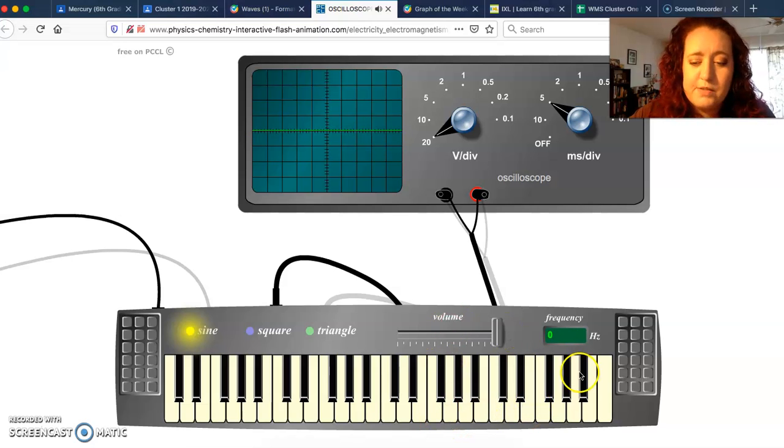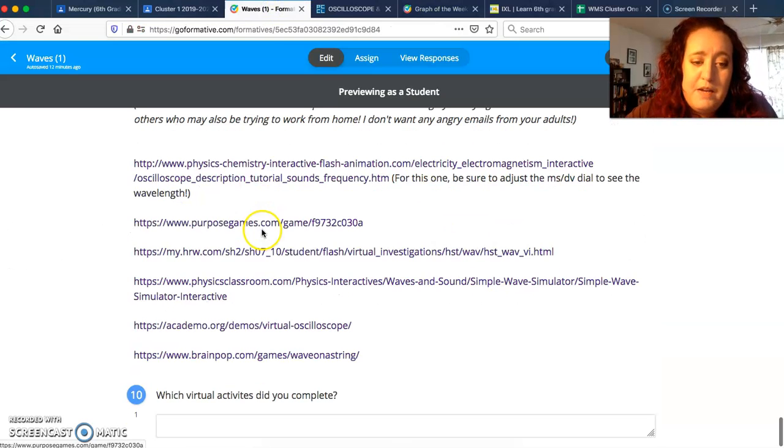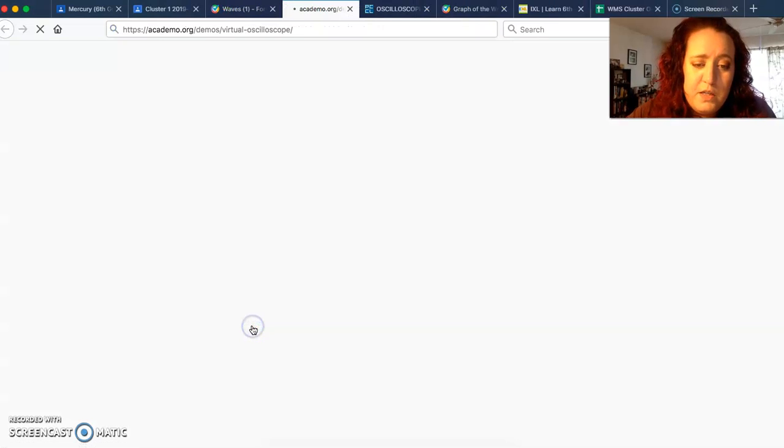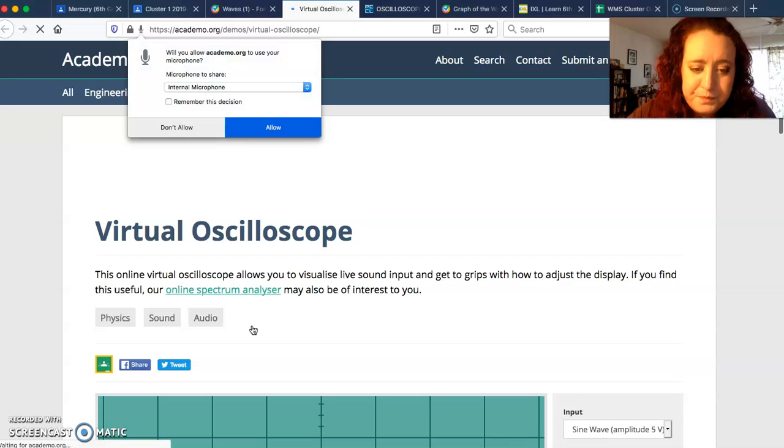Sorry, it's really annoying sounds. But with the high note, you see it's a lot more waves. You can adjust the volume and see how that will affect the waves. All sorts of stuff to play with. And a lot of these have similar ones, including this last one, the virtual oscilloscope.